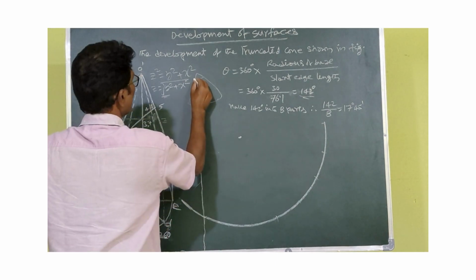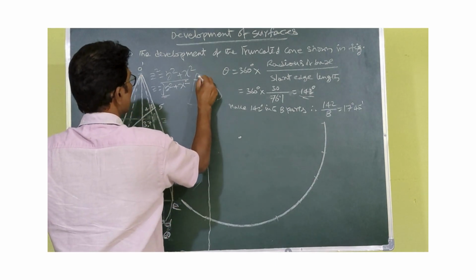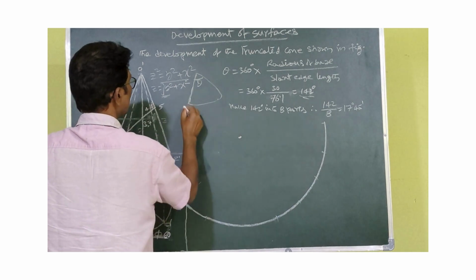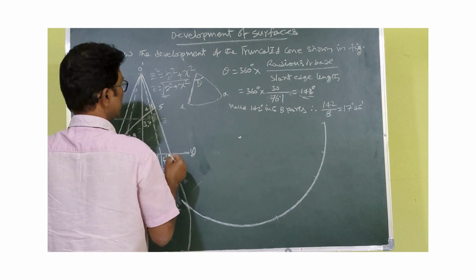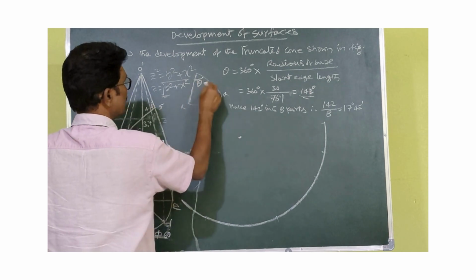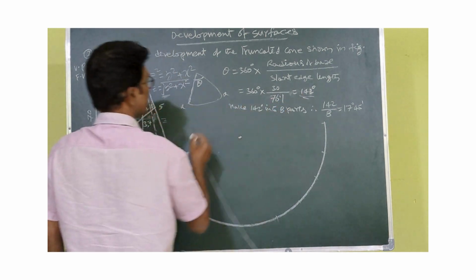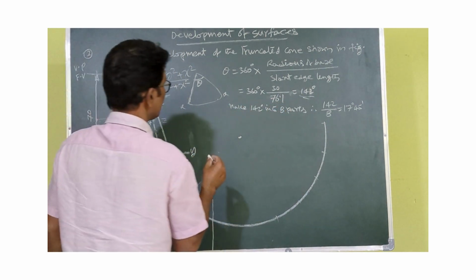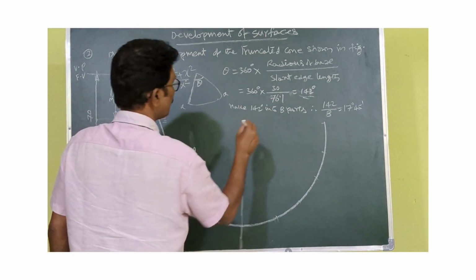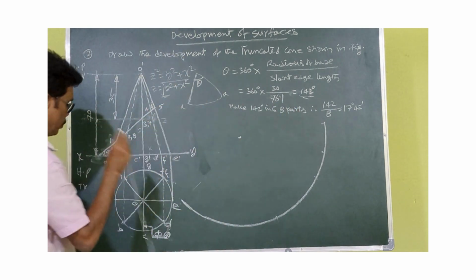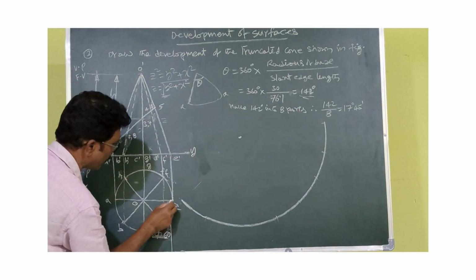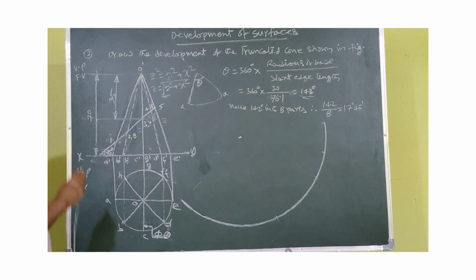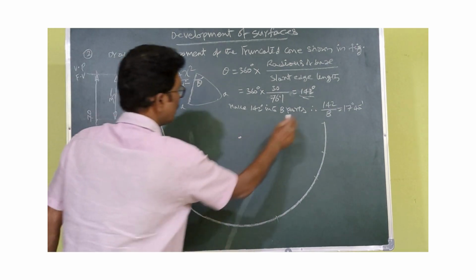So this is the sector. We have to open this from A to A, and we get the cone as a sector. This is theta, calculated equal to 142 degrees. That 142 degrees I would like to make into 8 parts. Why? Because I have divided the circle into 8 parts: 1, 2, 3, 4, 5, 6, 7, 8.